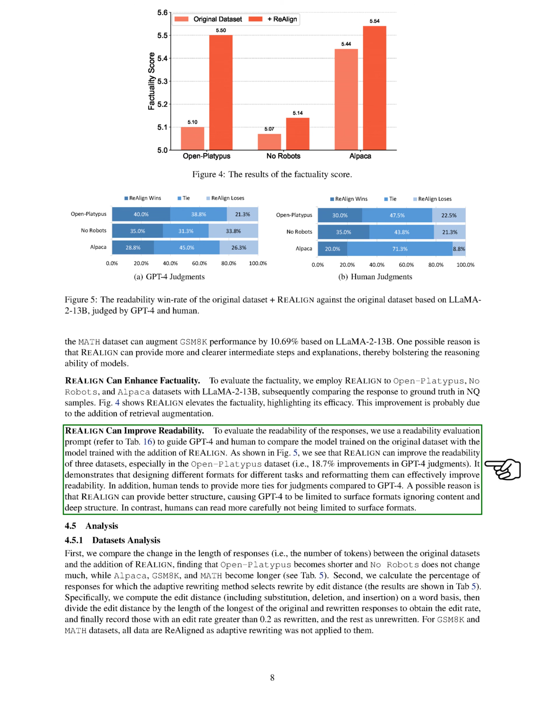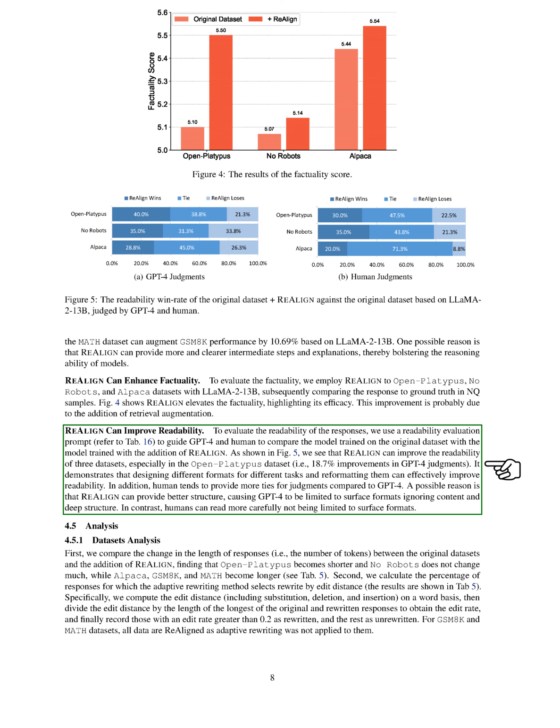This demonstrates that tailoring different formats for different tasks and reformatting them can significantly enhance readability. Interestingly, humans tended to provide more ties in their judgments compared to GPT-4, possibly because REALIGN offers a better structure, which might limit GPT-4 to surface formats, neglecting content and deeper structure.